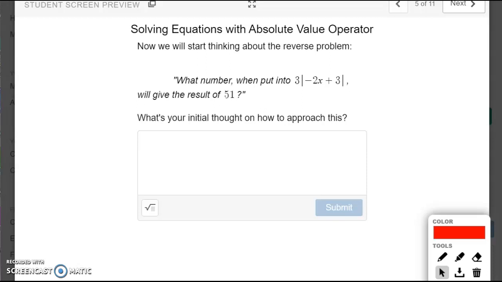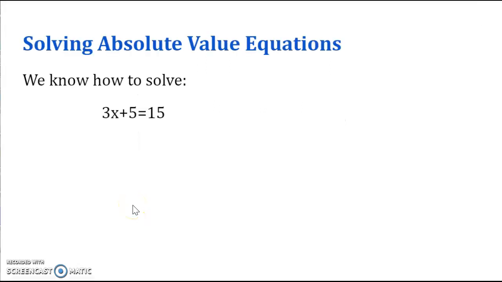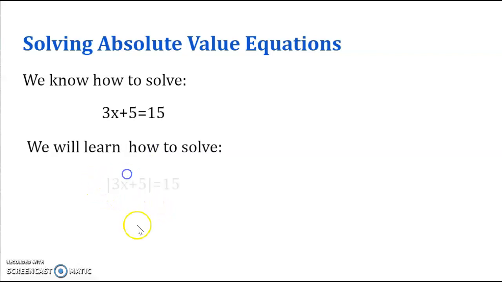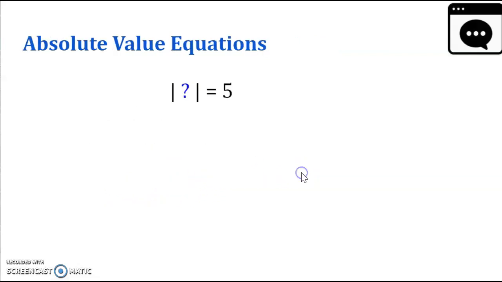So summarizing what we should have discovered from our Desmos activity, we know how to solve 3x plus 5 is equal to 15. But now we are going to learn how to solve the absolute value of 3x plus 5 is equal to 15. Before we do that, let's do some more basic thinking. If I said the absolute value of some number is equal to 5, can you tell me in private chat, what do you think that unknown number is? What do you think that question mark is?